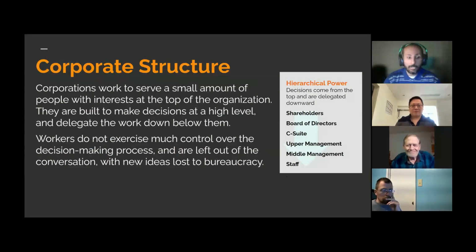As you can see, corporations work to serve only a small group of people. They make decisions at high levels, and they work down below, going down level by level. Workers don't really exercise or have any control over the decisions of the corporation. The hierarchy in a traditional company is first the shareholder, then the board of directors, then your C-suite, which is your CFO, CEO, and COO. Then you have the upper management, followed by middle management, and then finally down to the staff, which has absolutely no say in the matter.